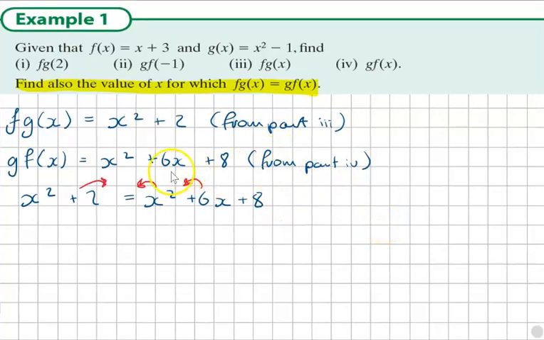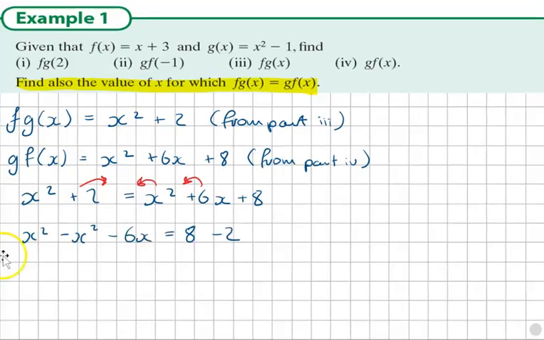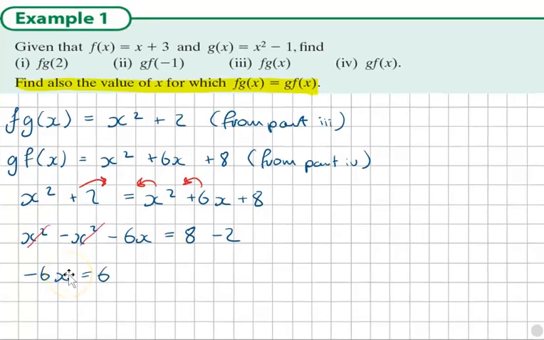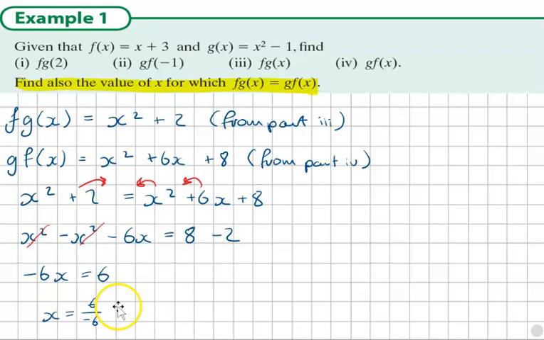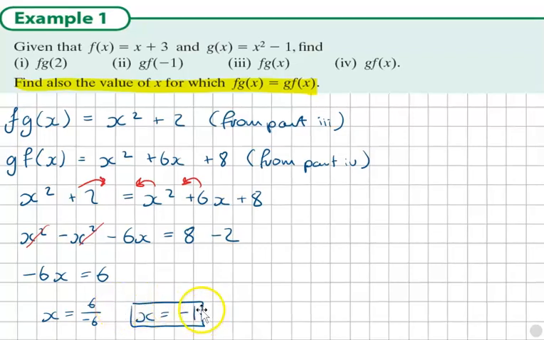So we're going to do letters to the left, numbers to the right. So we've x squared minus 6x is equal to 8 minus 2. So our x squareds will cancel. And then we have minus 6x is equal to 8 minus 2, which is 6. And then dividing both sides by minus 6, we get x is equal to minus 1. So we were asked to find also the value of x for which f after g of x is equal to g after f of x. And we got minus 1 for our x value.